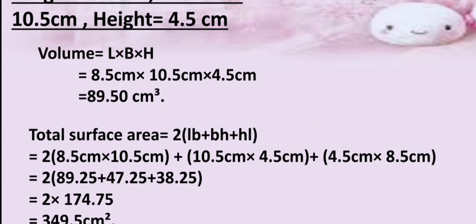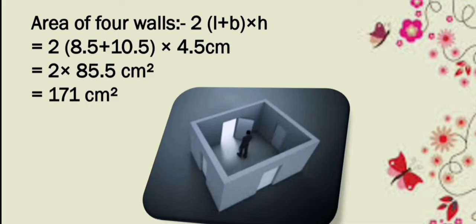Now let's see the example. Let the length of the cuboid be 8.5 centimeter, the breadth 10.5 centimeter and the height 4.5 centimeter. By putting the values in the formula, we got the volume of the cuboid as 89.50 centimeter cube, and the total surface area will be 349.5 centimeter square after putting the values in the TSA formula. Now let's see the area of the four walls of the cuboid. By putting the values in the formula of the area of four walls, we got the answer 171 centimeter square.